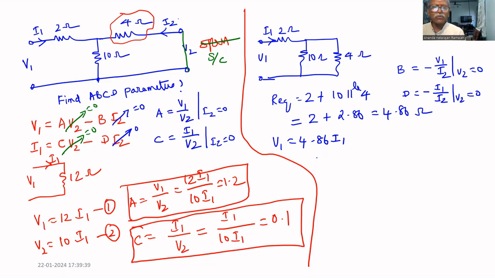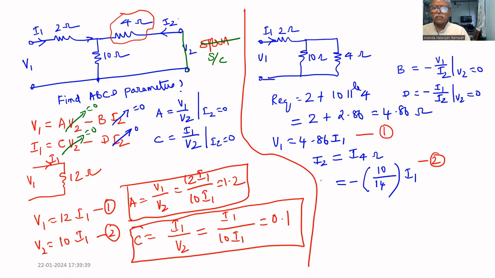Similarly, we can write the expression for I2. I2 in terms of I1, we have to write. I2 equal to current through the 4 ohm. Current I1 is divided into two parts. One part is through 10 ohm, another part is through 4 ohm. They are in parallel. That's why I4 ohm equal to I1 times the other branch resistance, 10 ohm divided by 14. But I1 and I2 are in opposite directions, that's why we have to put a minus sign. So I2 equal to minus 10 by 14 multiplied by I1. This is the expression for I2, let it be equation 2.